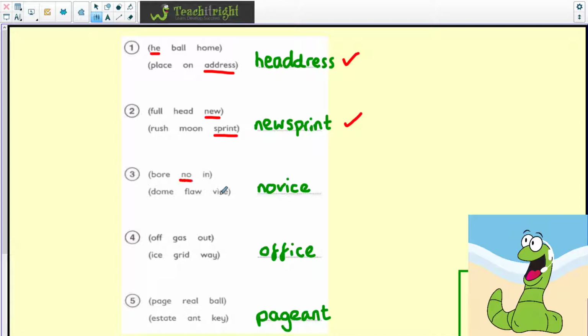Novice, know and vice. Off and ice. Sometimes they'll often put in the word of to try and catch you out. So sometimes even writing it in the space, if you were to write off and ice together, you would see, yes, it spells office. So don't be scared of writing it down, and certainly in your question booklet in your exam, you can do that. Pageant, page and ant. So that's the 5th one there.